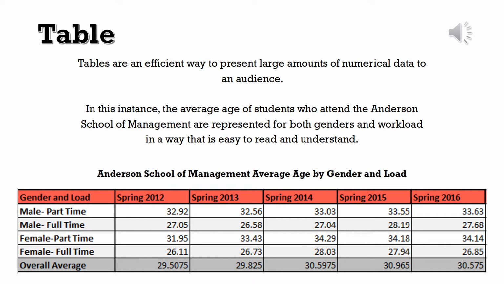So if I'm looking for information on spring 2014, I know to go to this column and I can easily see the information for that year. And if I want to see specifically what female full-time students, what their age range was, I can look here and I can see that they were averaging about 28 years old. So the information is quick and easy to find by using a table to find our numeric data.